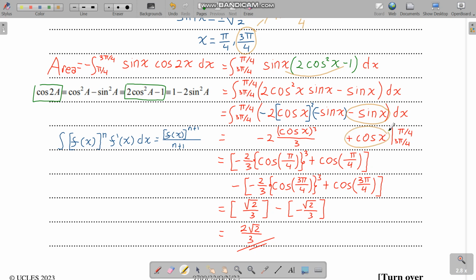Using the MF19 integration formula, you plug in the terminals pi over 4 and 3 pi over 4, and subtract. You can just do everything in a calculator and you will get the final answer in exact value, 2 root 2 over 3.